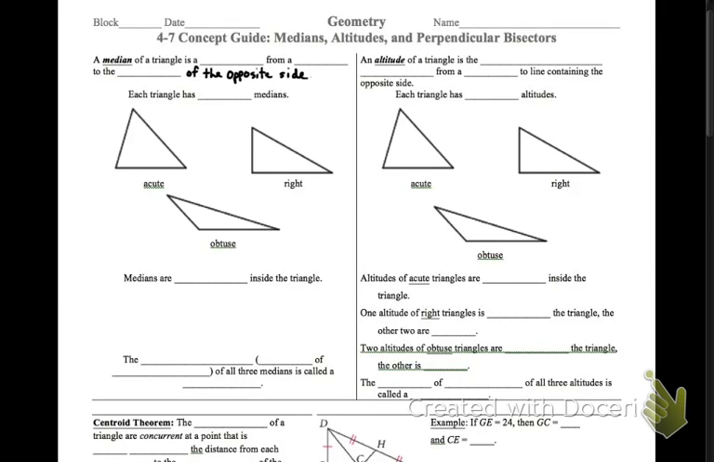All right, welcome to our lesson on medians, altitudes, and perpendicular bisectors, and we'll actually also talk about angle bisectors within triangles. All four of those things I just mentioned are segments that come from the vertex, or from the three vertices of triangles.